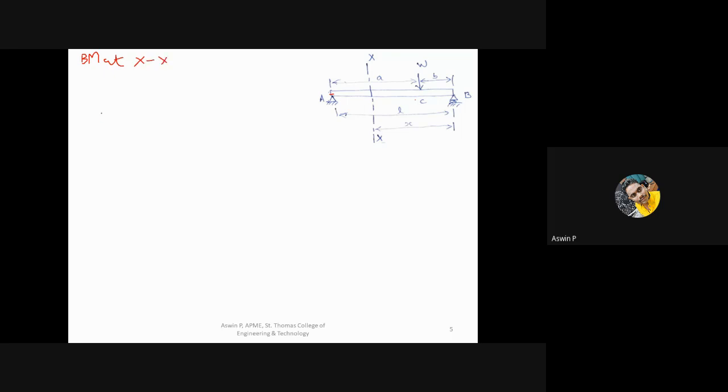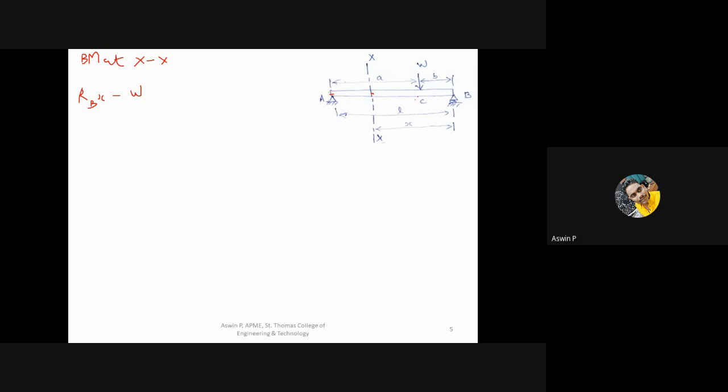What will be the relation? Just try to write yourself. Don't copy my thing, because we are taking moment about this point. Definitely there is a distance x from the right hand side. This is small x. So you can have the relation as RB into X minus W, the load, into the distance from C to this XX.